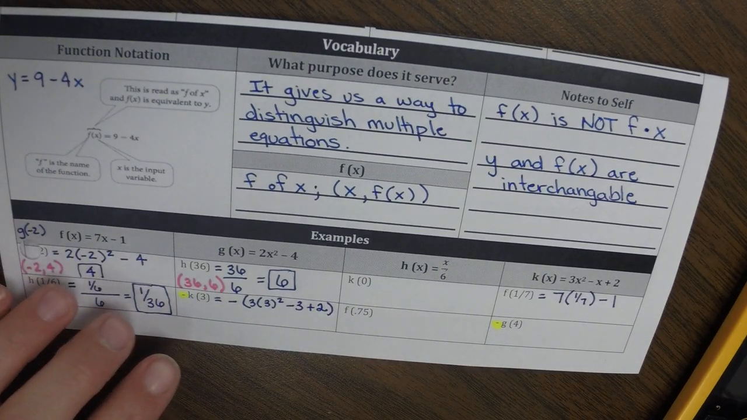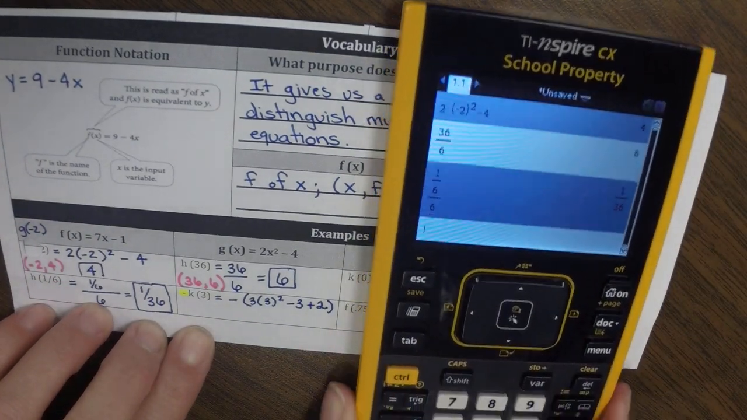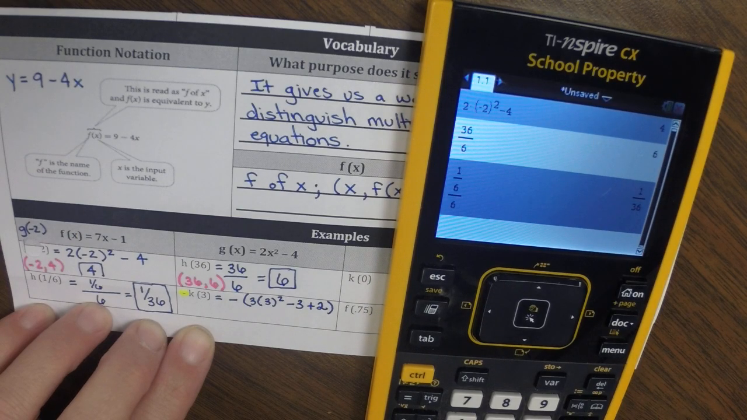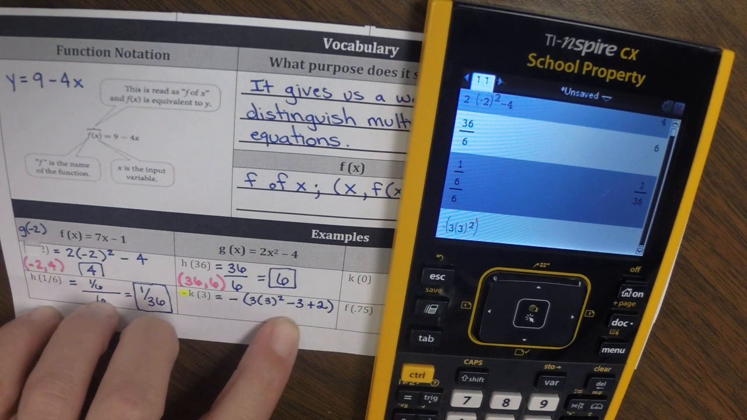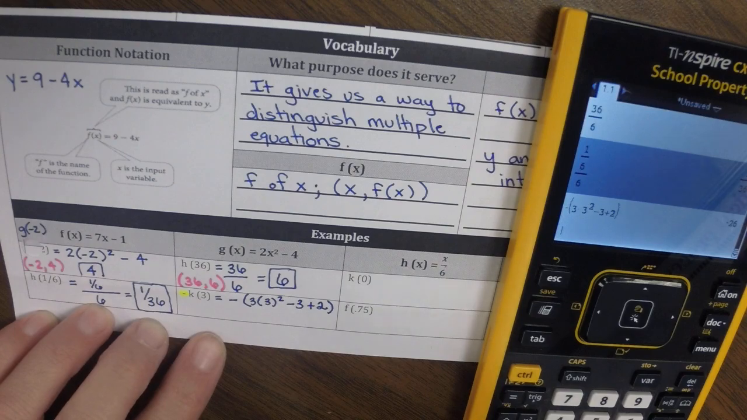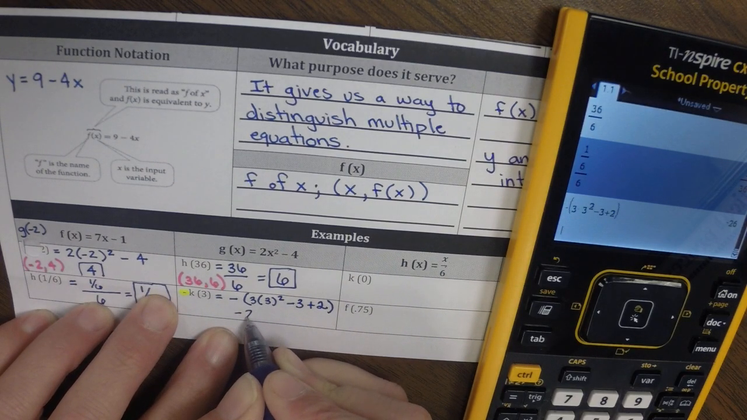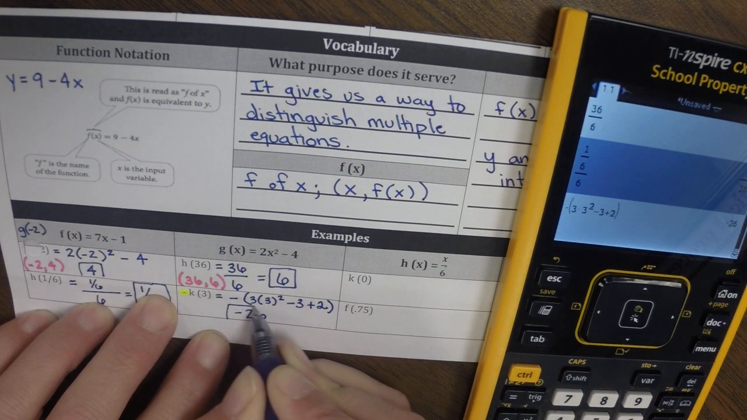And now you could type this in exactly like it looks. So you would have negative parentheses 3, open parentheses 3, close, squared, and then minus 3 plus 2, close parentheses. Press enter and it tells you the answer is negative 26.